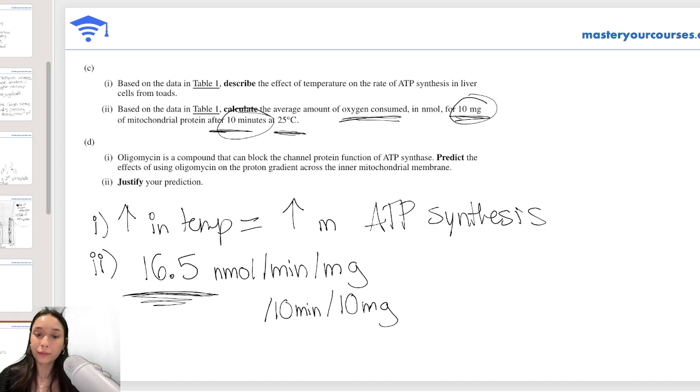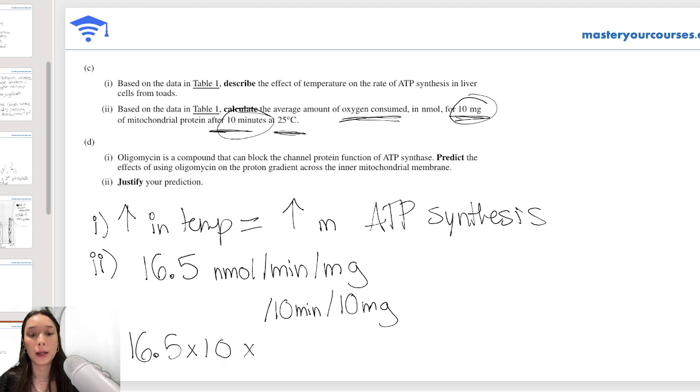So for this one, you would multiply it by 10 and then you would multiply it by 10 again, because here you're looking at 1 minute, but here you're looking at 10 minutes, so multiply by 10. And then here you're looking at 1 milligram, but now you're looking at 10 milligrams, so then you would multiply that by another 10. I saw some students do it only by 10. However, I believe since two of the measurements are changing, you would multiply it by 100 instead of just 10. So your answer for this one would be 16.5 times 10 times 10.